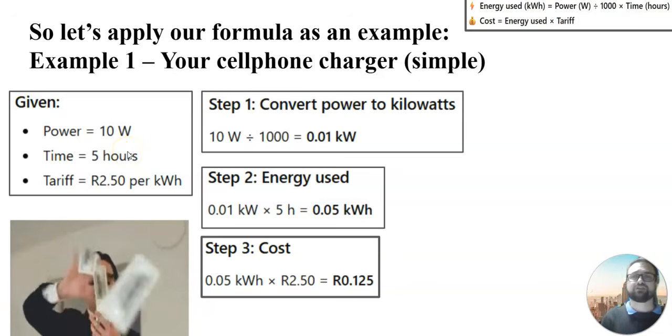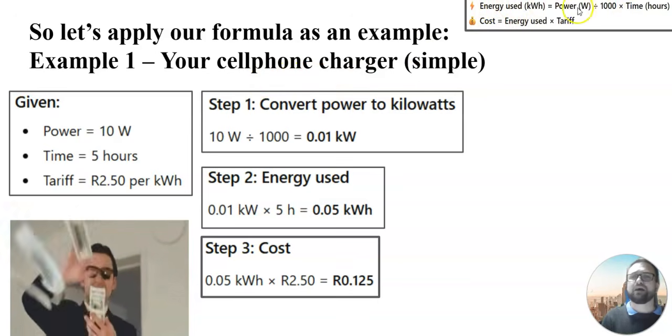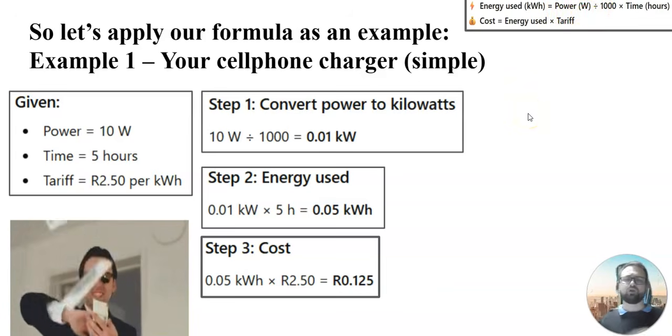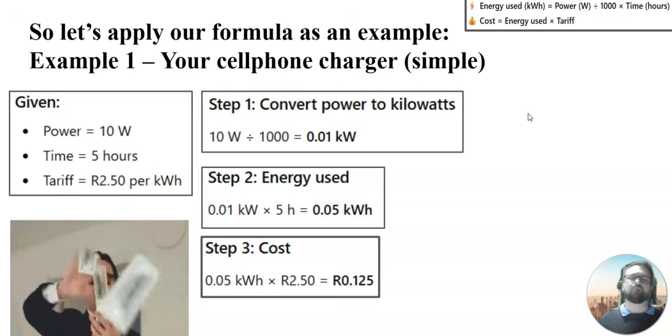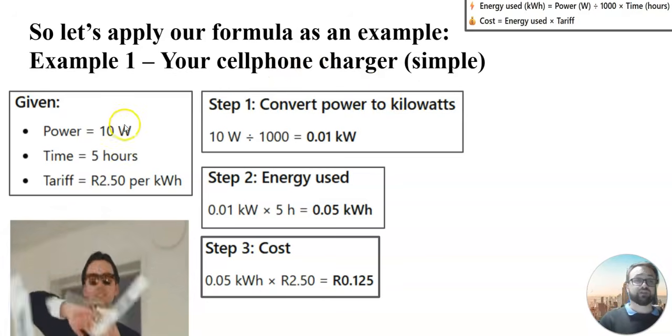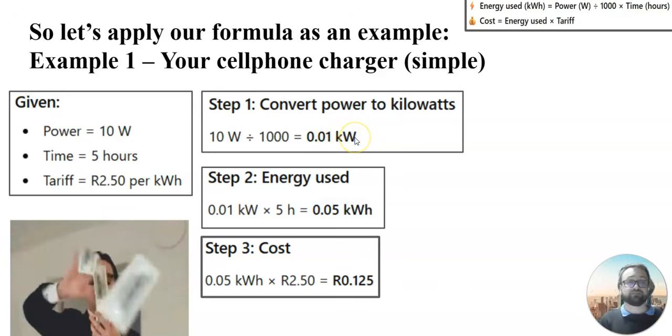So the first thing that you're going to do is go back and look at your formula. I'm going to have to keep my formula in mind. First of all, step 1 is we're going to convert our power to kilowatts. We take the 10 watts that we've been given here and divide it by 1000. That is going to give us 0.01 kilowatt.